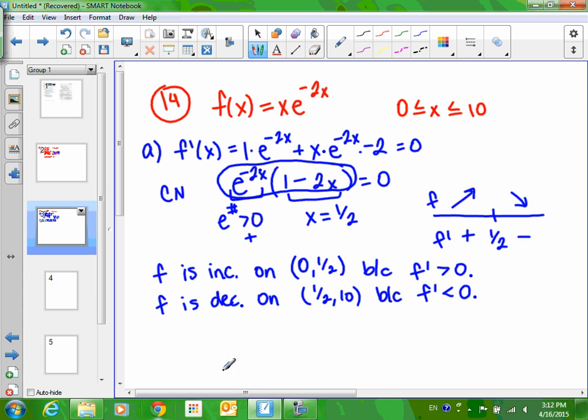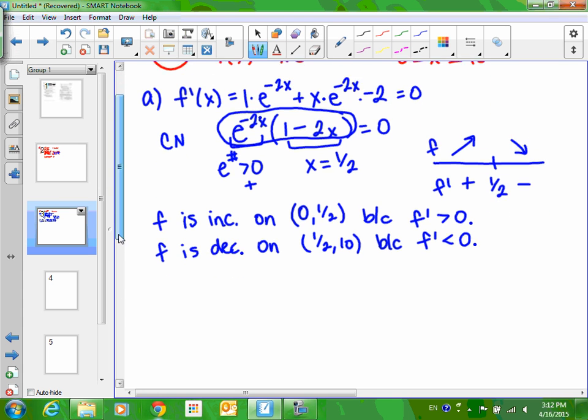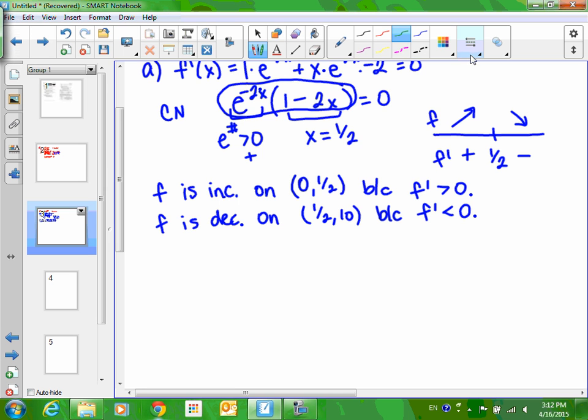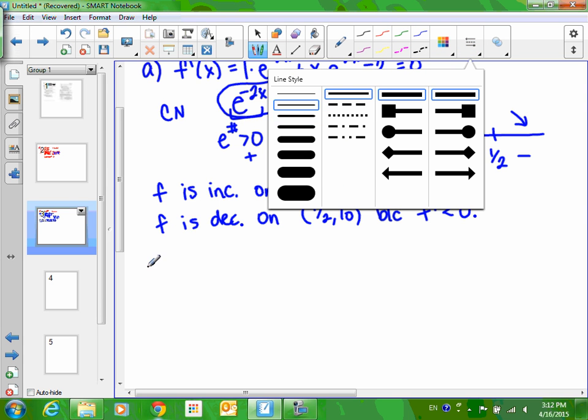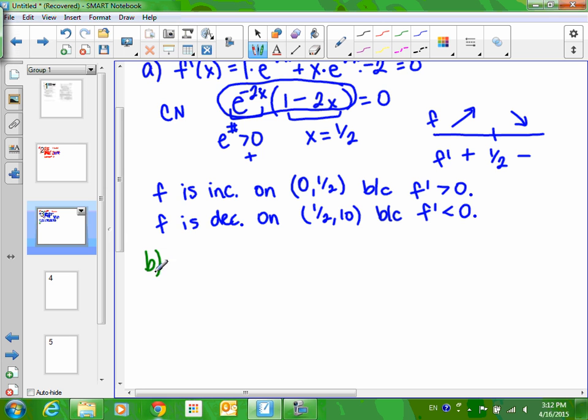All right, so now we're going to do the next part. What are they asking on the next part? Maximum and minimum. They're asking about absolute extrema. Now, 1/2 is a relative what? Max. Okay. 1/2 is a relative max. They didn't ask for that.